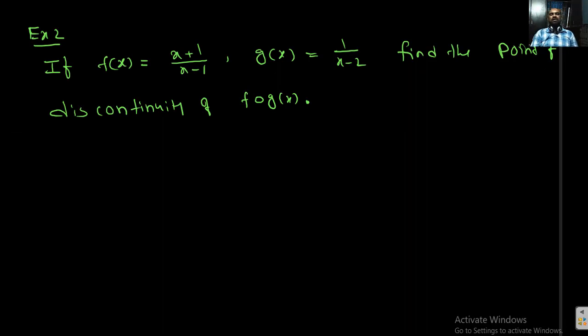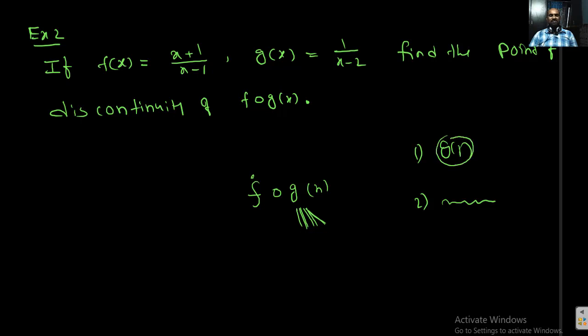Okay, our example 2. F of x is equal to x plus 1 by x minus 1, g of x equals 1 by x minus 2. Find the point of discontinuity of f circle g of x. First of all, you want to find the point of discontinuity of g of x. Next, you want to find the rule for f circle g of x. From there, you want to find its discontinuity. One more important thing is, at the point where g of x is discontinuous, f should be continuous. Then only you can say these are the required points of discontinuity for the function f circle g of x.